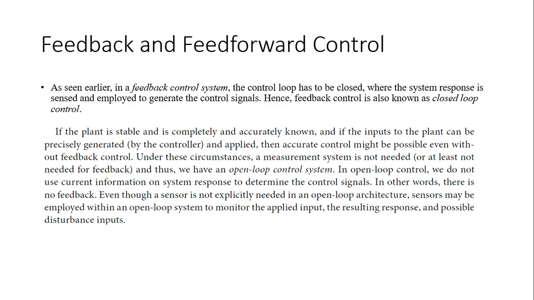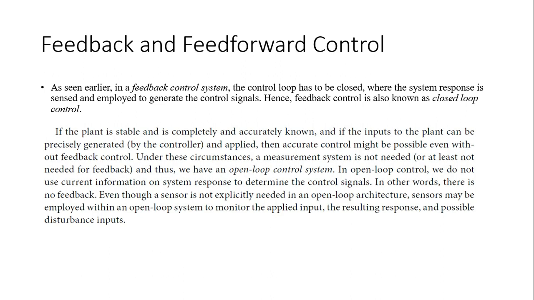Feedback and feed forward control system. As we all know, feedback is also known as closed loop control system, whereas open loop is the feed forward. If a plant is stable and it is completely and accurately known, and if the inputs of the plant can be precisely generated by the controller and applied, then accurate control might be possible even without feedback control.